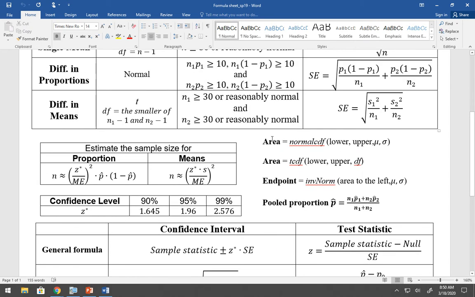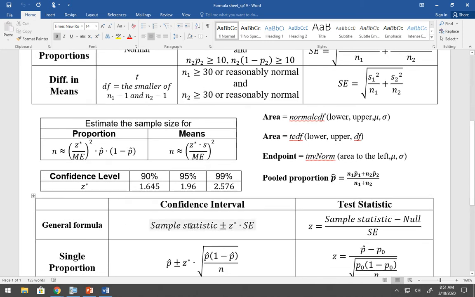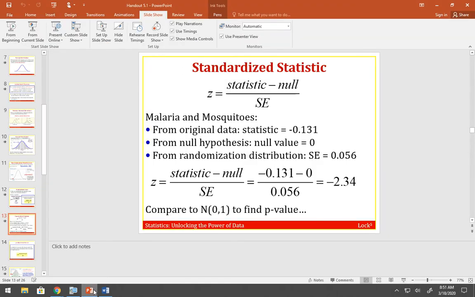Also notice up here, we've already done this one, right? We found the area by taking the normal CDF: lower, comma, upper, comma, mu, comma, standard deviation. We haven't done this yet. We've done endpoints, inverse norm: area to the left, comma, the mu, comma, the standard deviation. This is really nice. We've checked off this, this, and this. We're taking different things quite quickly. We also did this one here, confidence interval: sample statistic plus or minus the z-score times a standard error. We'll do some more of that too. We've worked on this without the z value. All right, so let's go back to where we were.